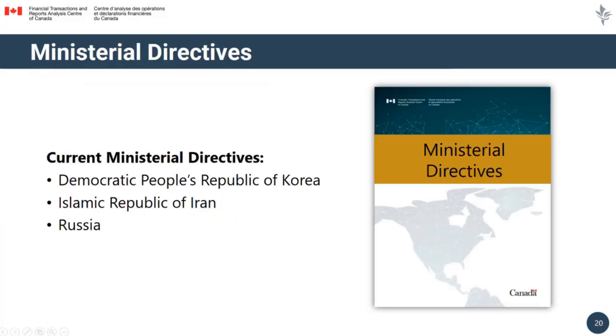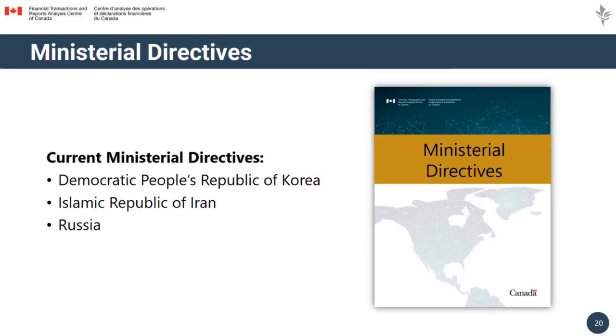Now, looking at ministerial directives, reporting entities must also comply with ministerial directives. Under Part 1.1 of the PCMLTFA, the Minister of Finance may issue directives that require reporting entities to apply countermeasures to transactions coming from or going to designated foreign jurisdictions or entities, and recommend the introduction of regulations to restrict reporting entities from entering into a financial transaction coming from or going to designated foreign jurisdictions or entities.